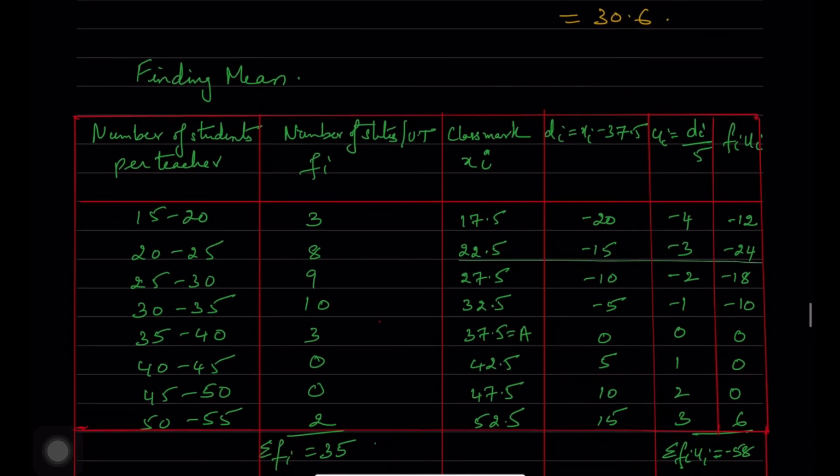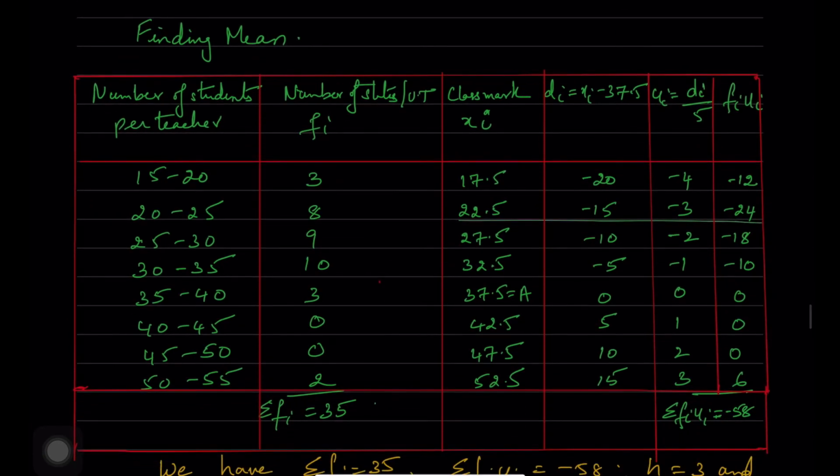Now how do we find the mean for this? Same thing, we have to write the number of students per teacher, the number of states or UTs, fi. Then we find out the class mark.